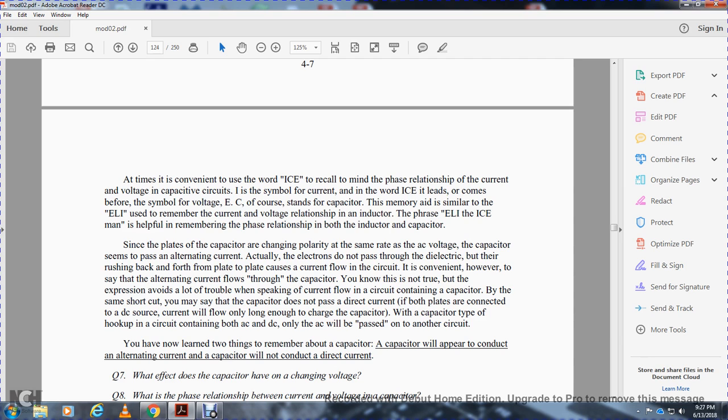You may see that the capacitor does not pass direct current. When connected to a DC source, current will flow only long enough to charge the capacitor, while a circuit containing both AC and DC will pass only the AC. You now have learned two things to remember about the capacitor: a capacitor will appear to conduct an alternating current, and a capacitor will not conduct a direct current.